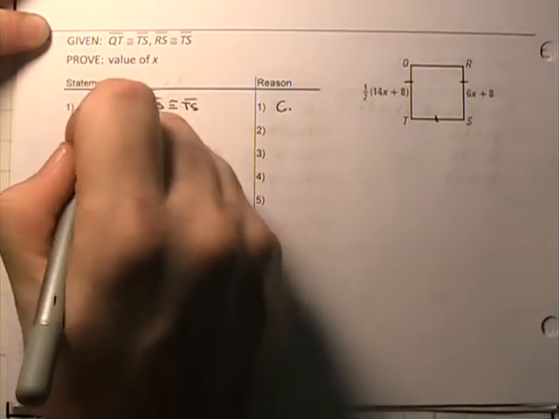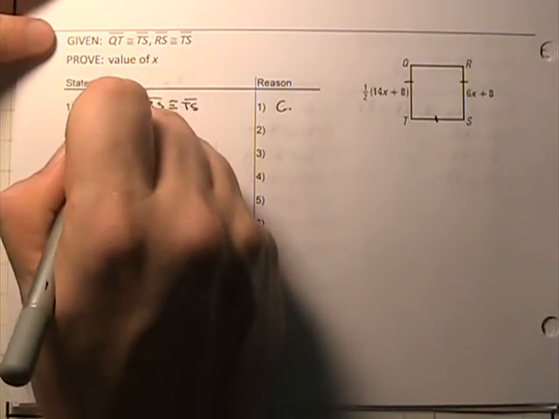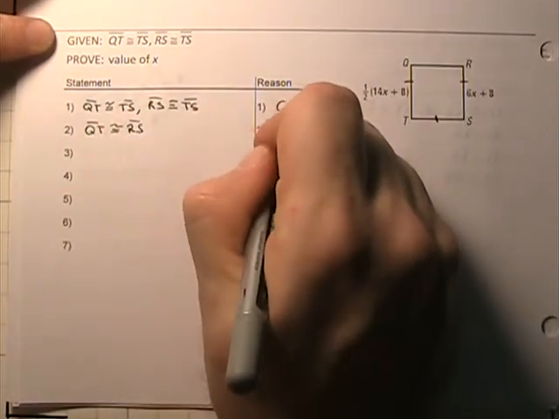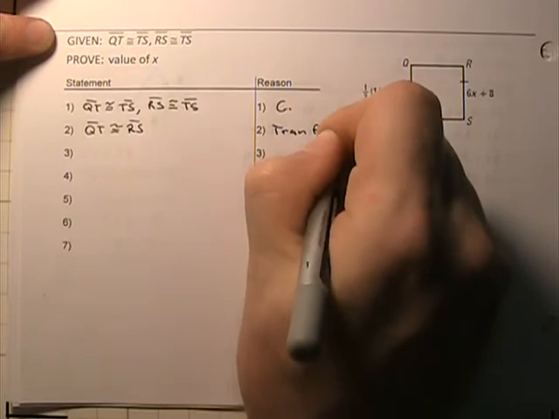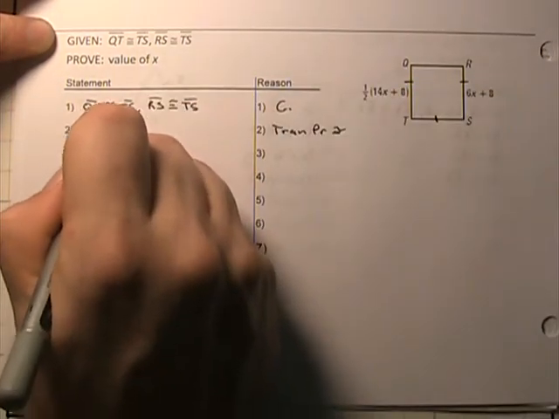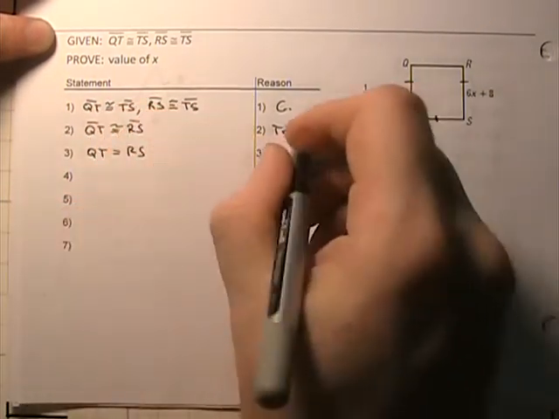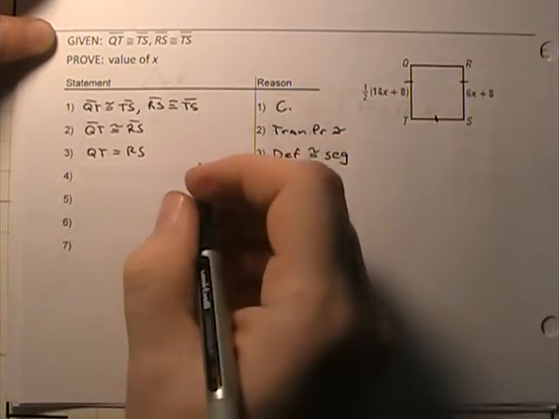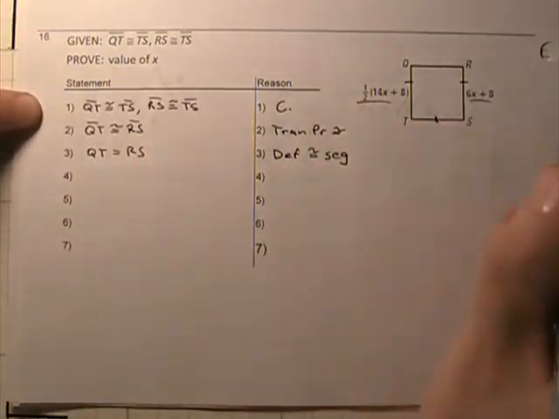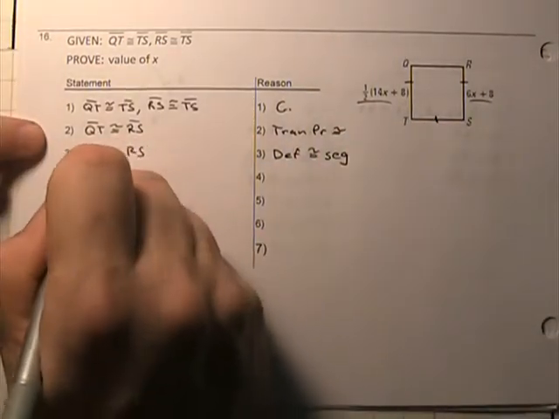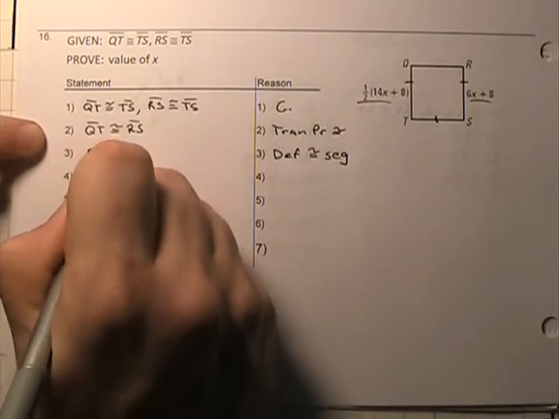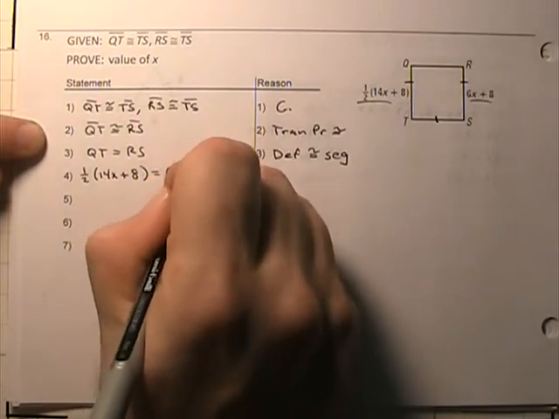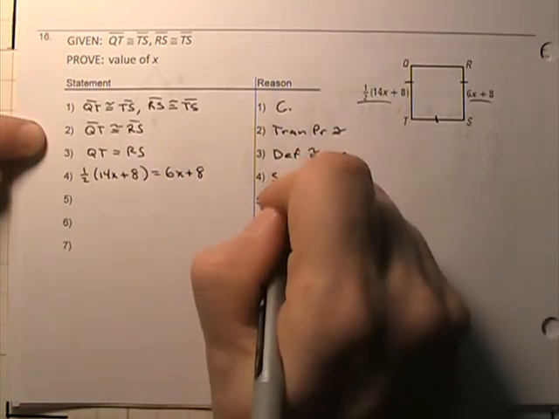That's given. QT and RS are congruent because of the transitive property of congruence. That means the lengths are equal because of the definition of congruent segments. And that means we can substitute in from our diagram: 1/2 of 14x plus 8 equals 6x plus 8. That's just substitution.